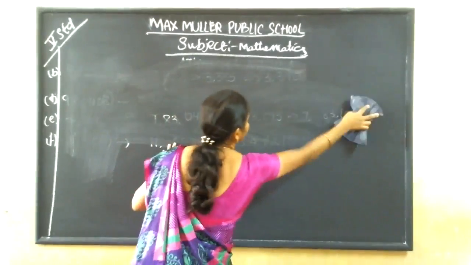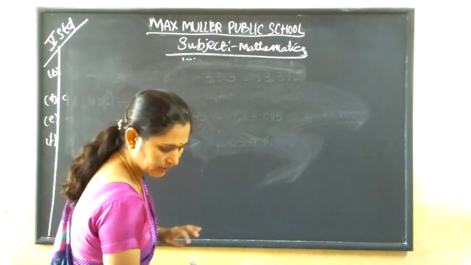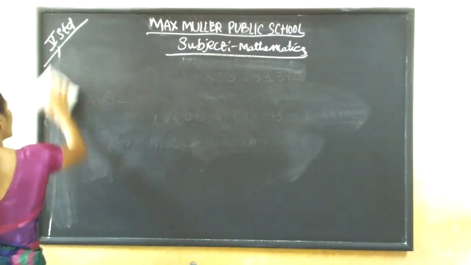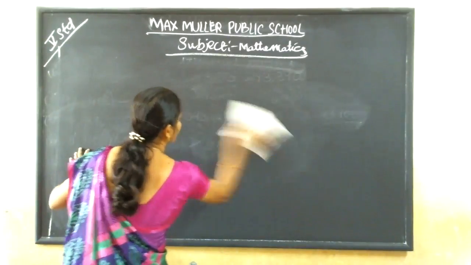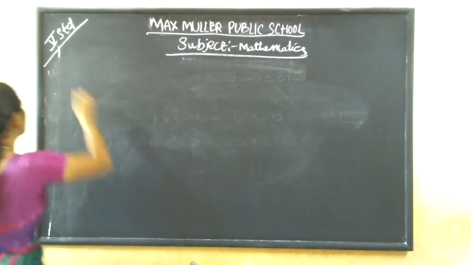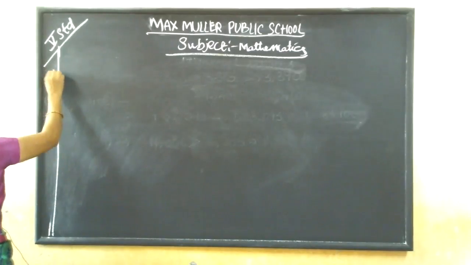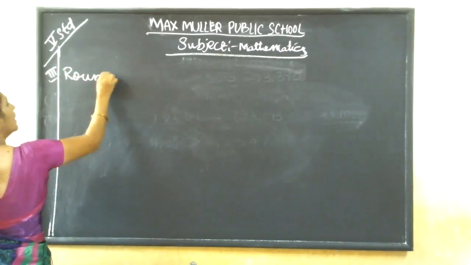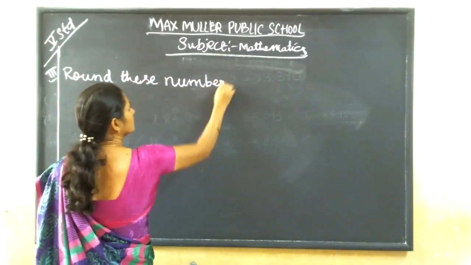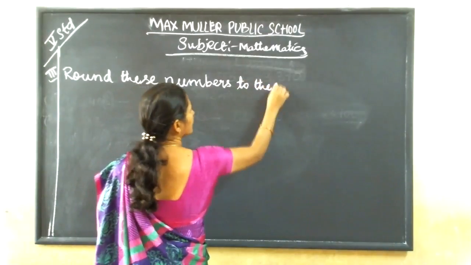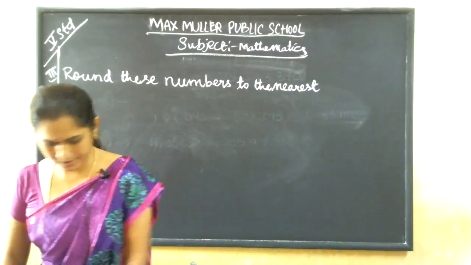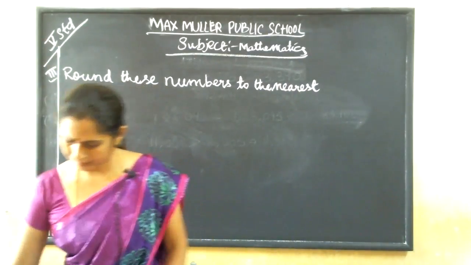Exercise 1.3, third main. What is there? Round these numbers to the nearest 1000. 100 also finished yesterday. Sorry, not yesterday, in the previous class. In the previous class, we rounded the numbers to the nearest 100. Now we are taking, round these numbers to the nearest 1000.